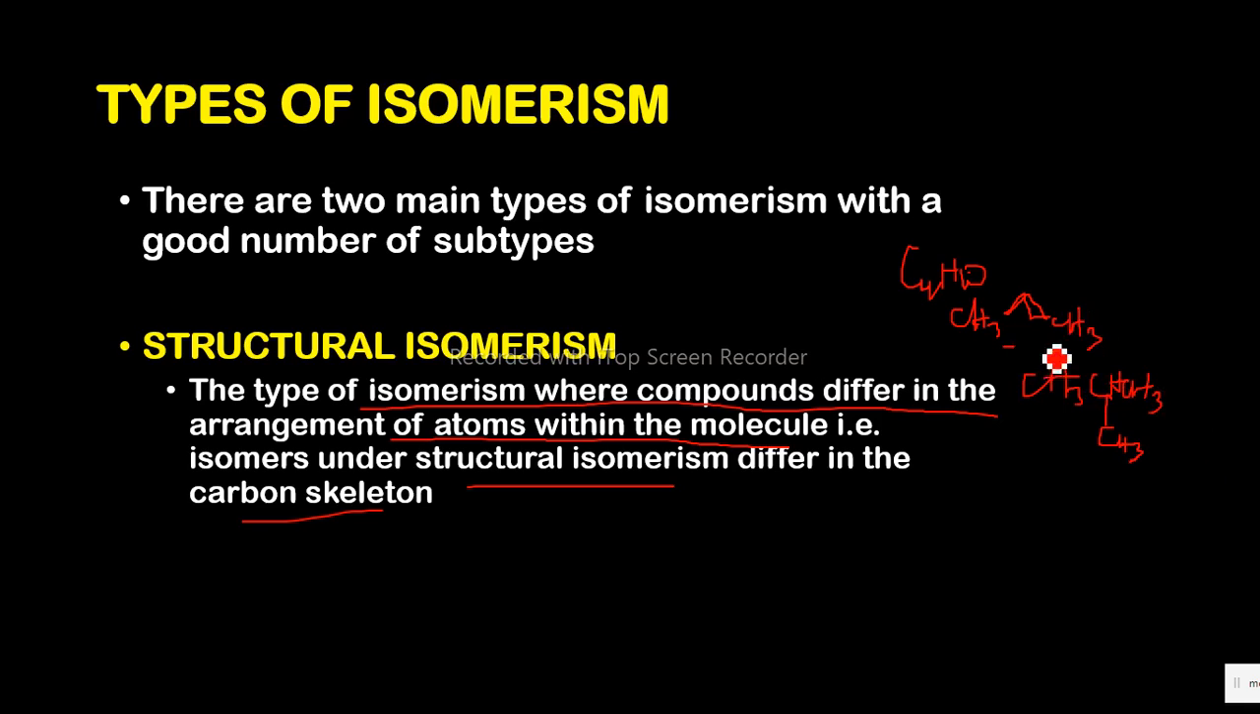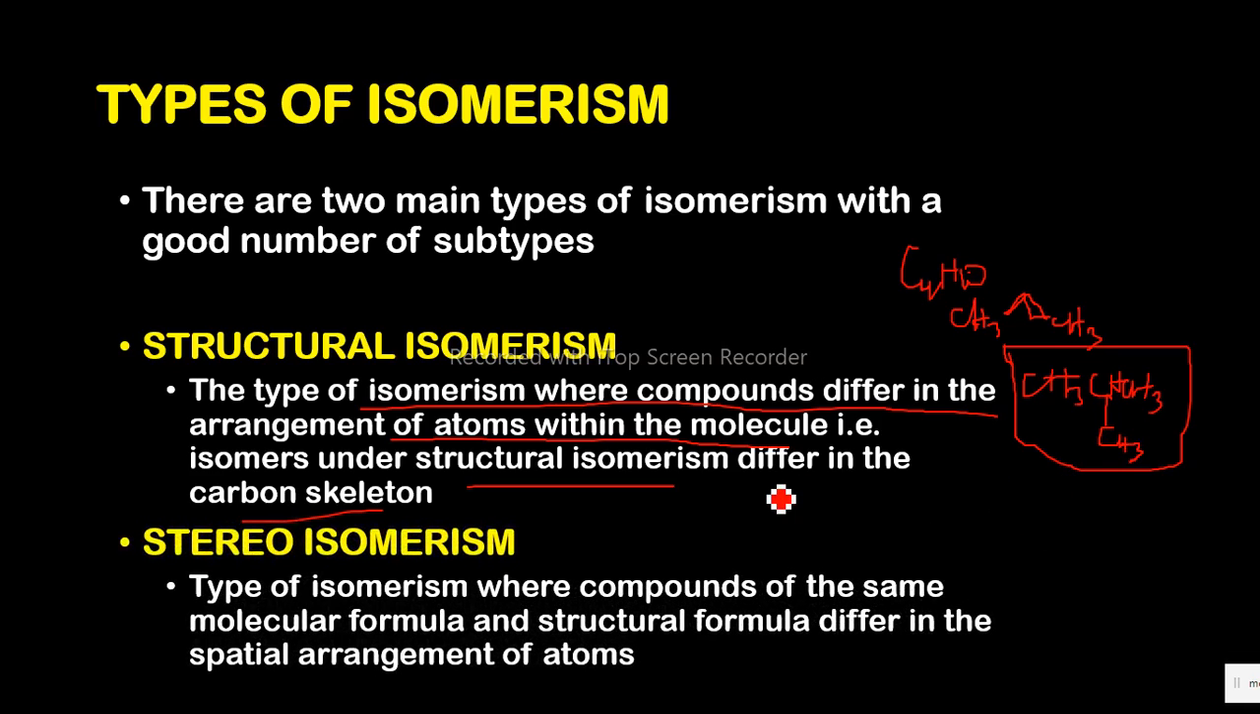Now, the molecule is the same, the molecular formula is the same, the molecular mass is the same. Everything is the same, but the way atoms are arranged to give the structure of a compound is different, and that is referred to as structural isomerism. There are different types under structural isomerism. Then the other one is stereoisomerism. There are two main types: the first is structural, the second is stereo.